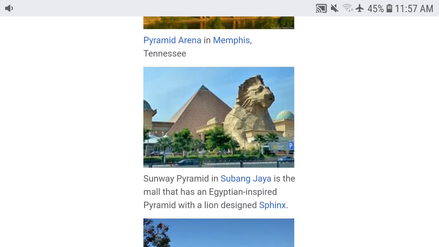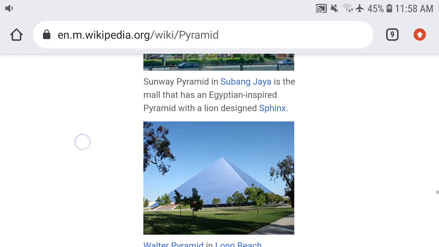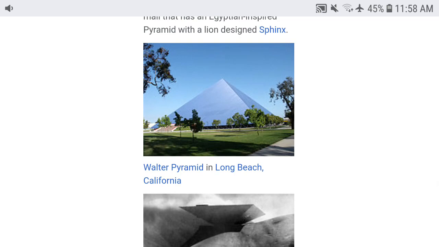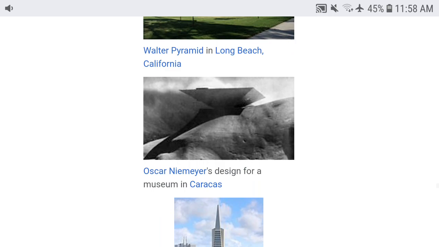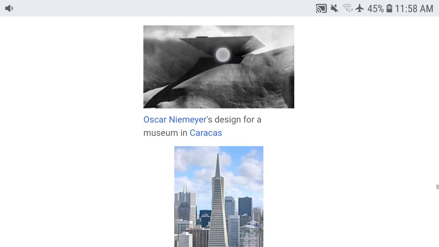Sunway Pyramid in Subang Jaya is a mall that has an Egyptian inspired pyramid with a lion designed sphinx. Okay, I actually never heard about this as well. Walter Pyramid in Long Beach, California. Again, never heard about this as well. Oscar Niemeyer's design for a museum in Caracas. Oh, what am I seeing here? Oh, is this like a flipped, upside down pyramid? Is that what I'm seeing?